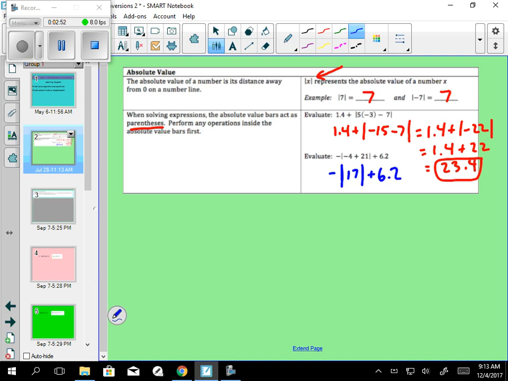Okay, now we've got to take the absolute value. Absolute value of 17 is 17. 17 is 17 away from 0. Okay, so that's 17. But now this little negative sign that's outside of the absolute value sign continues with what we have. And now when we add these two numbers up, we get negative 10.8. And that would be the answer to this one. So never distribute with absolute value, and make sure that you perform absolute value before you do anything else.